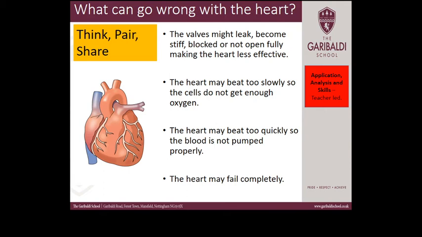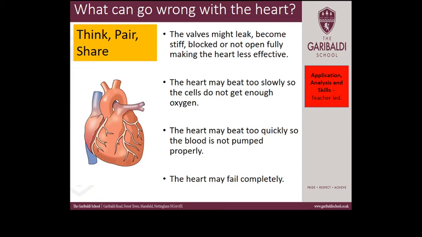If they leak, sometimes the pressure can't get high enough, so the blood can't be pumped around the body. The heart may beat too slowly, so the cells don't get enough oxygen. For example, if you are a runner and you sprint 100 meters, and you get to the end of 100 meters and your heart is still beating at the same rate as resting, like when you're doing nothing and sitting on the sofa, not enough oxygen is going to be transported to the cells where they're needed.